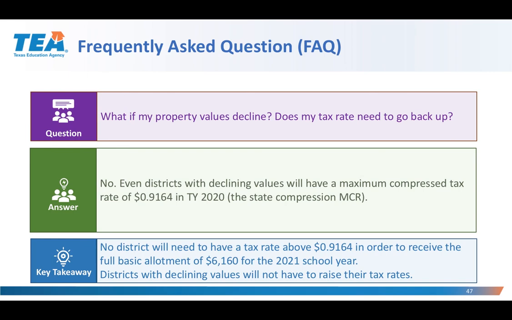What if my property values decline? Does my tax rate need to then go back up? The answer is no. Even districts with declining values will still have tax compression. The maximum compressed tax rate of 0.9164 from the state compression would apply even to a district with declining values. So for tax year 2020, no district will need to have a tax rate above 91.64 cents in order to receive the full basic allotment. And going forward, districts with declining values will not have to raise their tax rates.